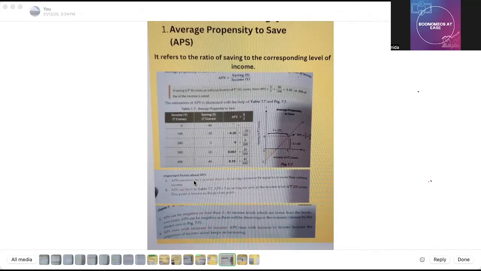Now important points about APS, what they are saying here. APS can never be one or more than one. Okay, so APS can never be one or more than one. How you can say here? Just wait. As we know, average propensity to save is equals to S upon Y. Okay, saving upon Y, right? So what we can say here, that is they are saying APS can never be one or more than one.